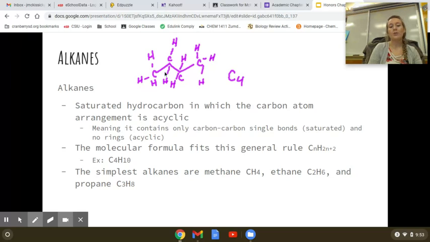So we can double it, and then we add 2 for each of those end carbons that have an extra hydrogen on them. If we add them up, we get C4H10. If we count all of those up, we end up having 10 hydrogens. So that's the general rule. Our simplest ones are CH4, which is methane, ethane, C2H6, and then propane, C3H8. If you pay attention to this rule up here, all of them follow that same rule.